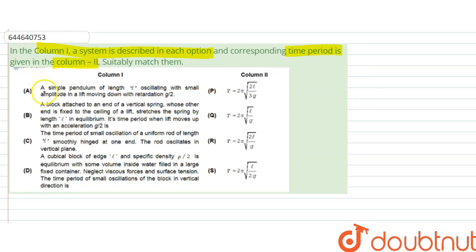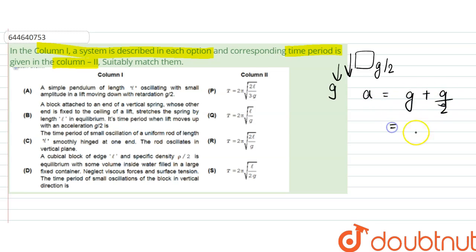So the first question: a simple pendulum of length L oscillating with small amplitude in a lift moving downward. The lift is moving downwards with a retardation of g by 2. Since gravity is also acting in this direction, the total acceleration would be g plus g by 2, that is 3g by 2.